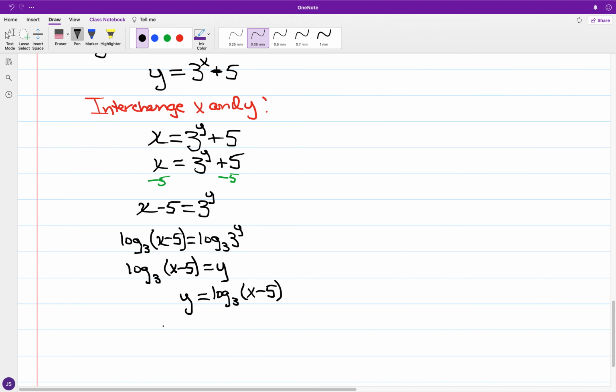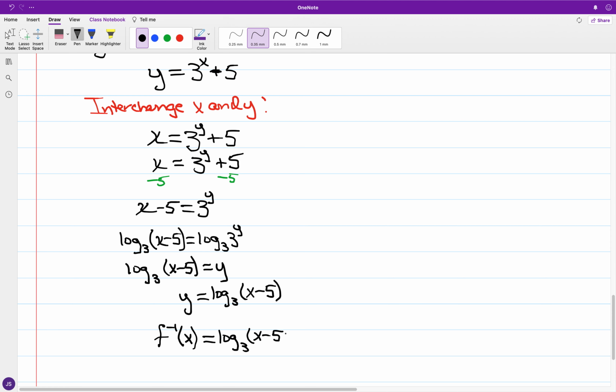And just putting back and utilizing inverse notation, we have the inverse of f of x is equal to the base 3 logarithm of the quantity of x minus 5.